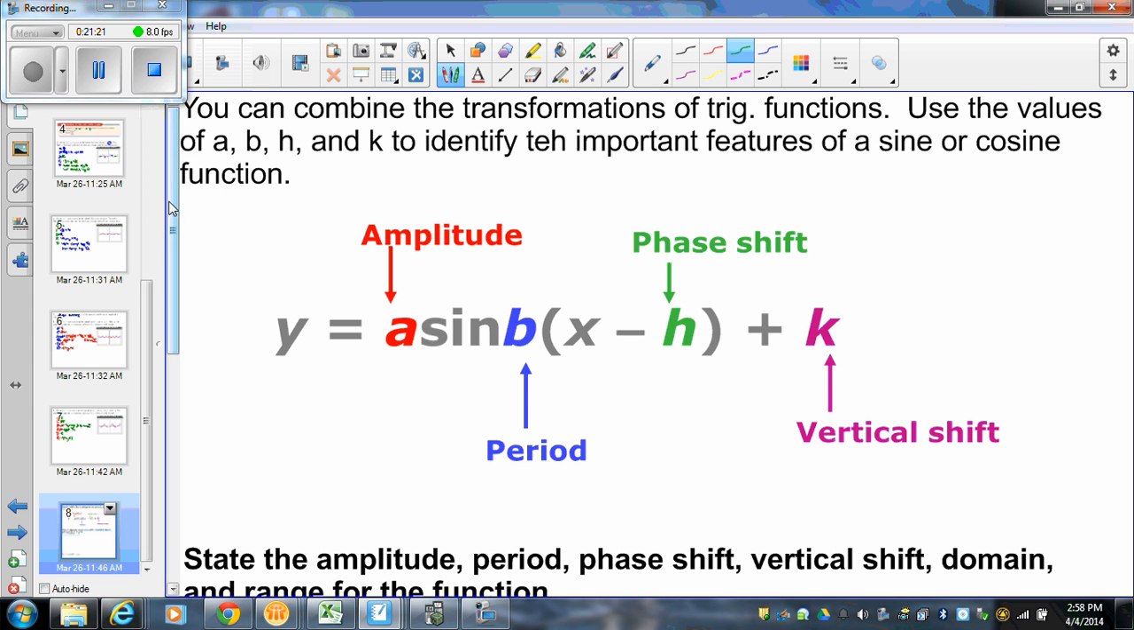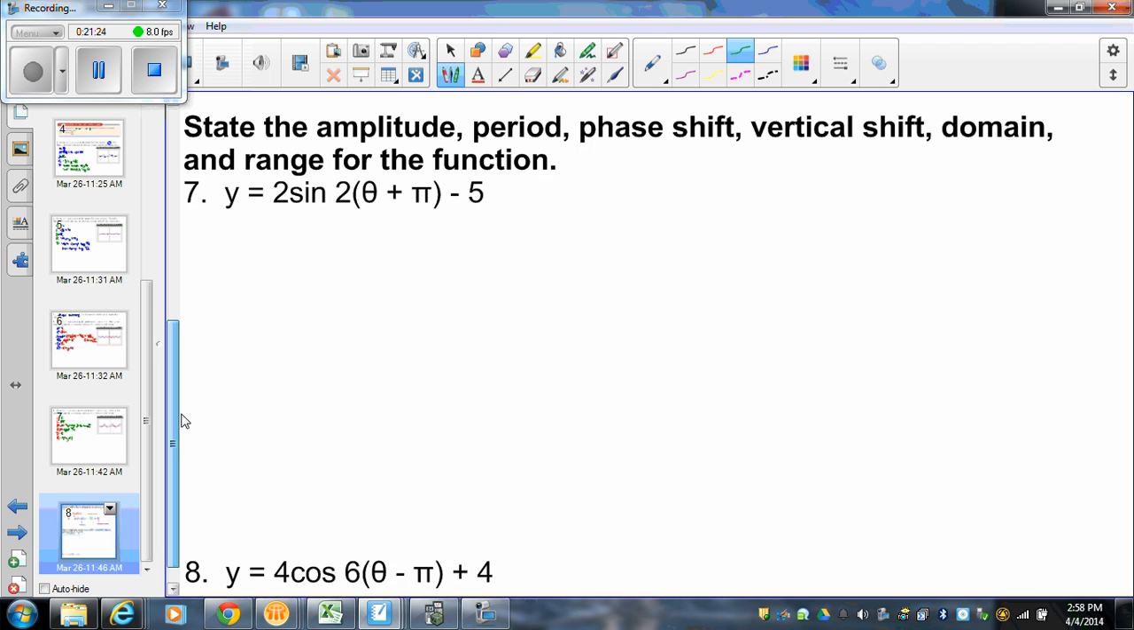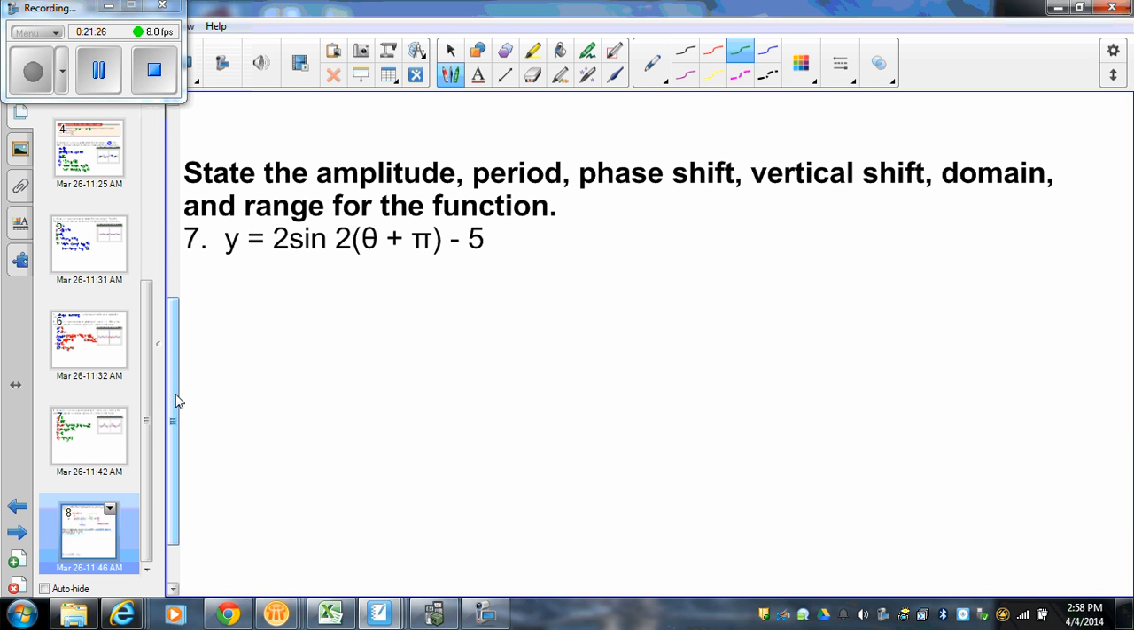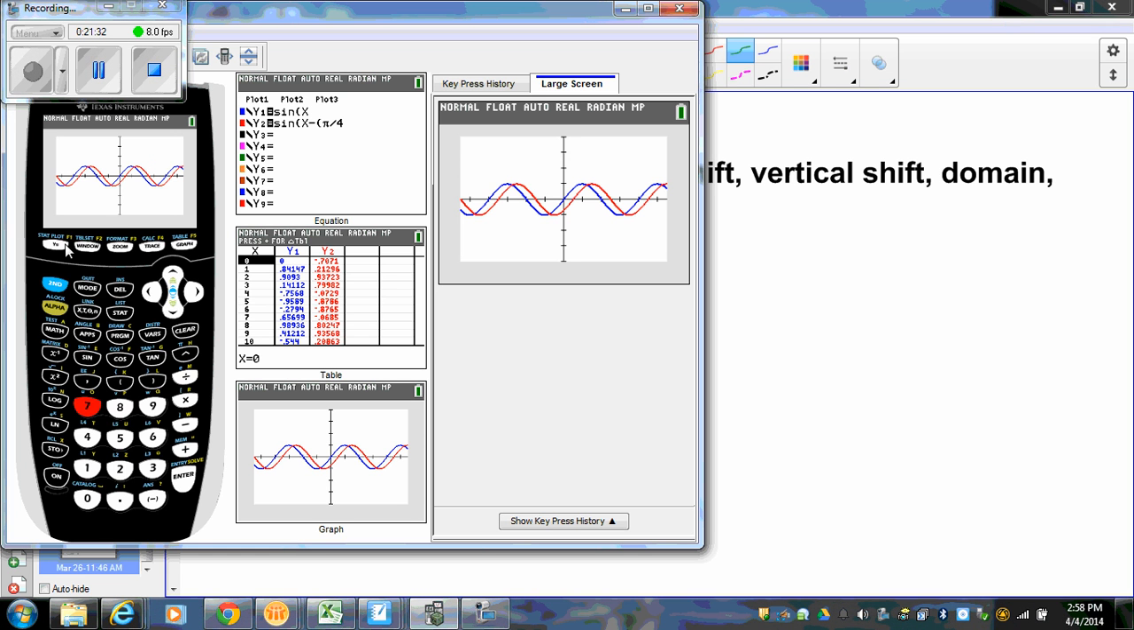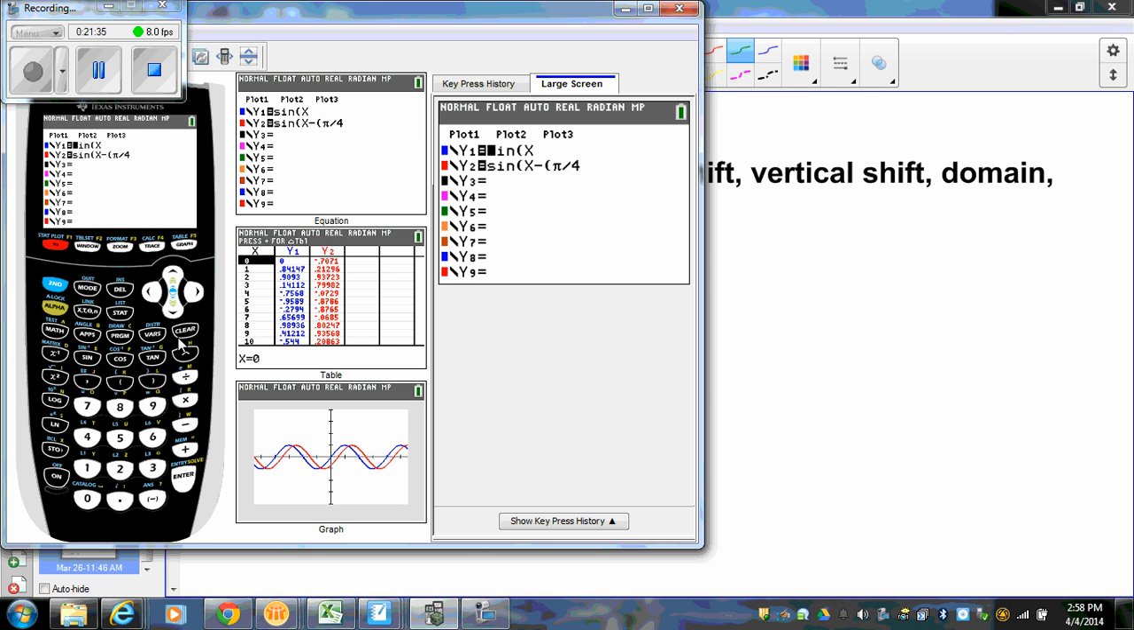So let's look here at this particular problem. 2 times the sine of 2 times theta plus pi minus 5. And if you want to look at the graph, you can. It didn't say in the directions that you had to graph it, but I will type that in really quickly just so that we can have a visual. And remember, where it says theta in the problem, you can simply just put an x because they mean the same thing. And then minus 5.